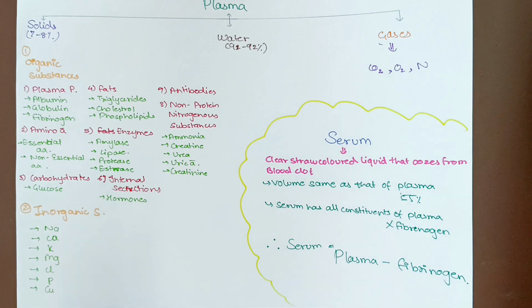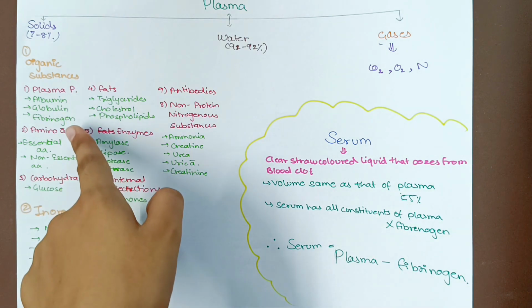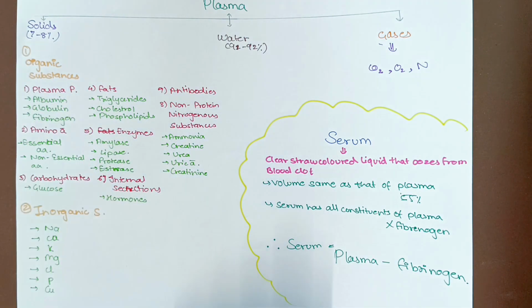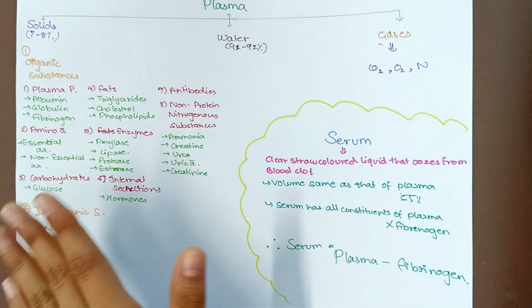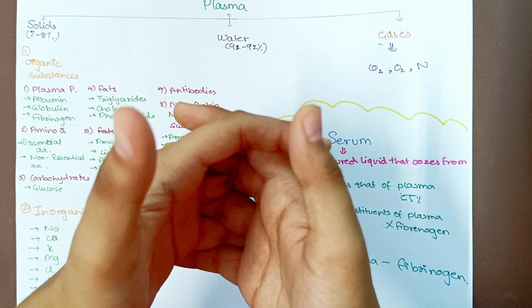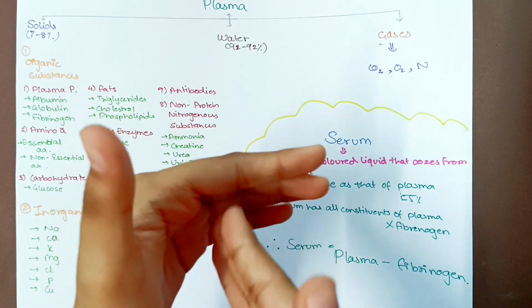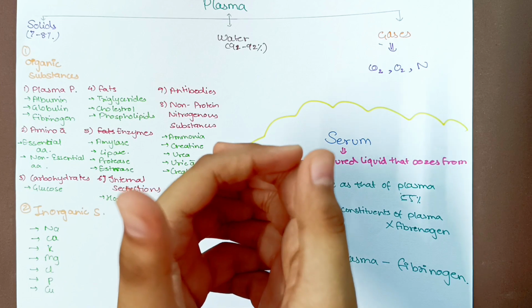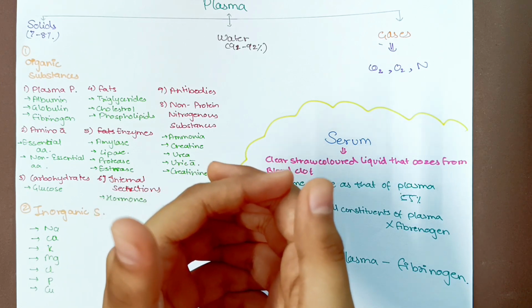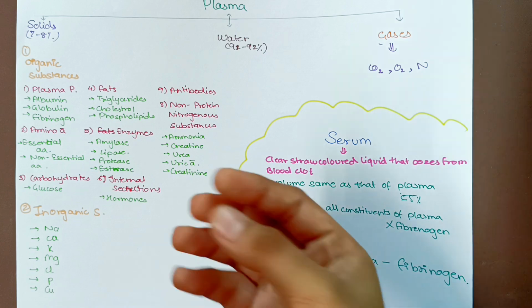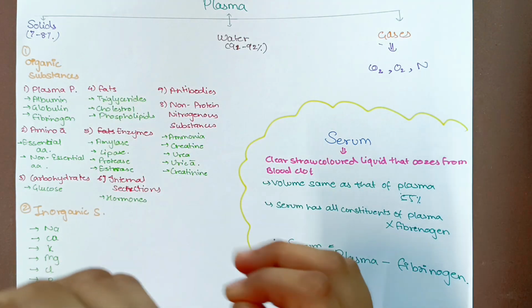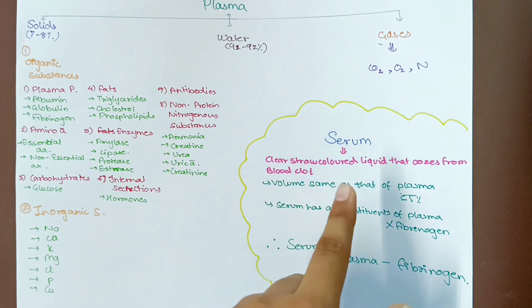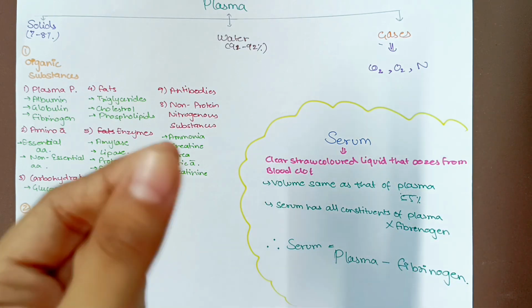What happens is that the plasma has fibrinogen, as we talked about in plasma proteins, which comes under organic substances. What is fibrinogen? Fibrinogen, when converted to fibrin, will form a clot. When it forms a clot, it will not allow the red blood cells to go out. It will trap the red blood cells in it. After 45 minutes, you will see serum oozing out of it. So this is the serum. It is a clear straw colored liquid that oozes from the blood clot.